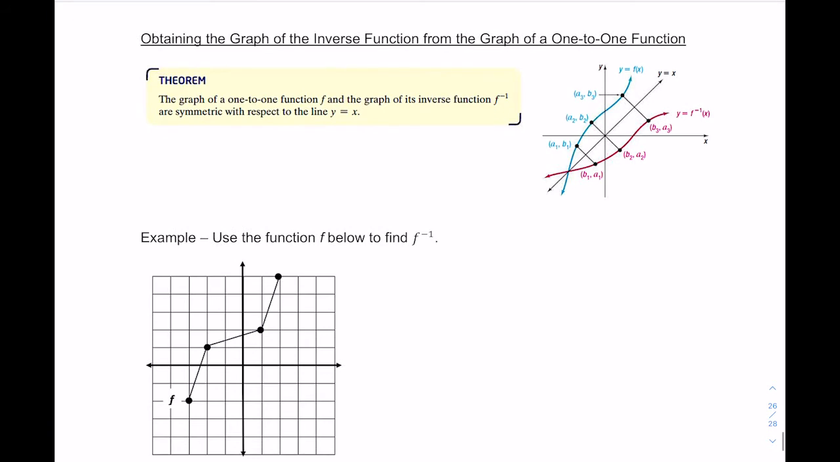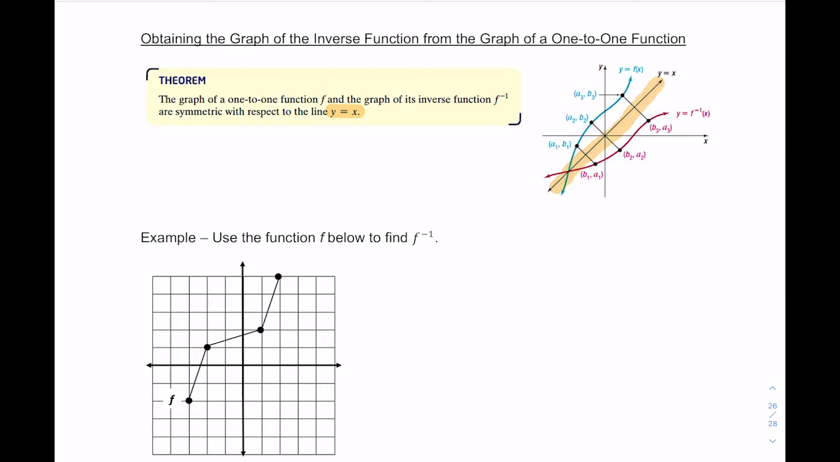So there's an important property of inverse functions when you graph them. The graph of a one-to-one function and the graph of its inverse are symmetric with the line y equals x. So y equals x is this line right here. And when we say it's symmetric to it, the blue and the red graphs will match up with each other if you were to fold along that orange line.